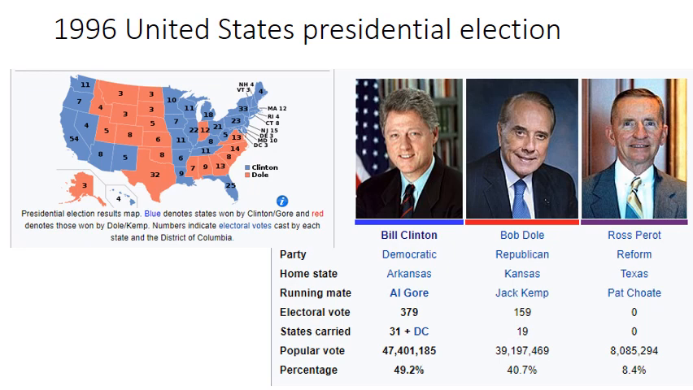Notice Perot's support declined significantly. He only got 8.4% of the vote. 8 million people voted for him. That's still a lot, but he wasn't nearly as big a factor as he had been 4 years earlier. Oh, and I said Clinton's margin of victory was wider.